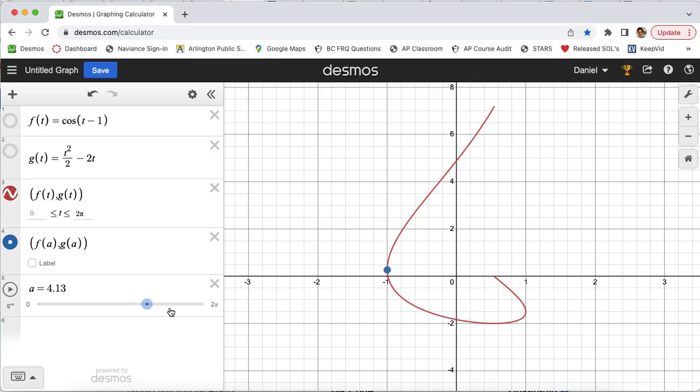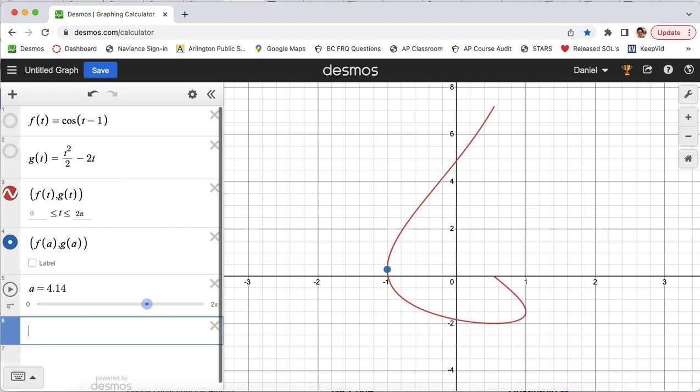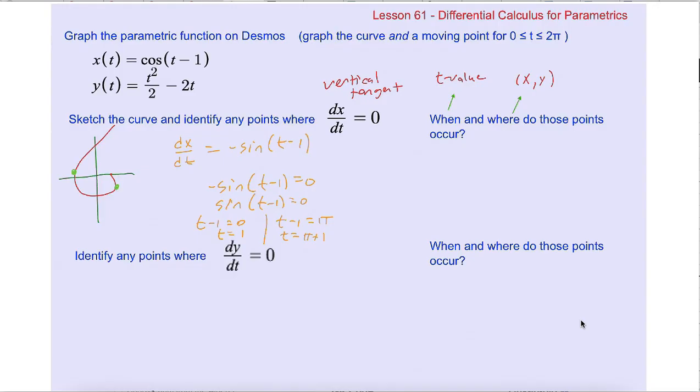Pi plus 1 is about 4.14. 3.14 plus 1. I can't get it to exactly 4.14. Well, I can type it in. And you can see that's right at that vertical tangent there. The other one was at 1, which is the t value back here at the other vertical tangent. So we've already answered the question, when does it occur?